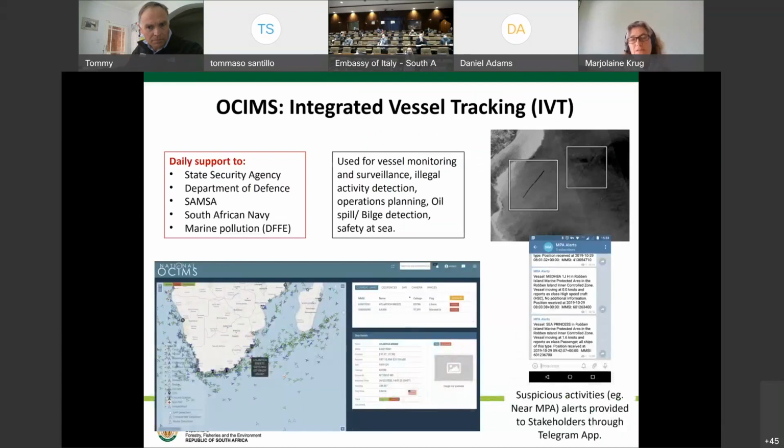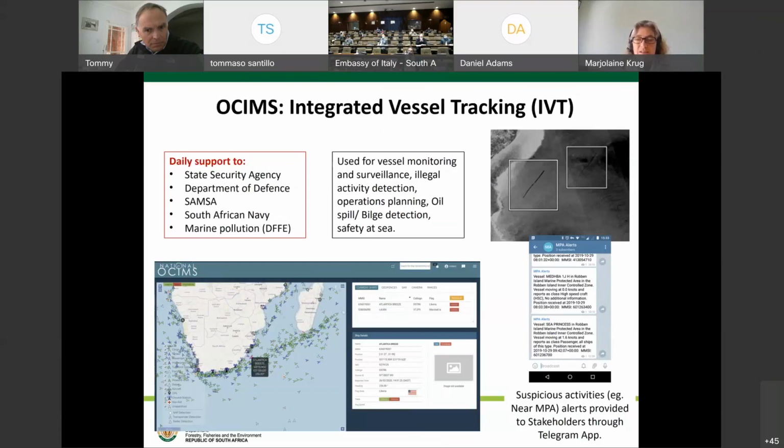So one of the tools that is deployed on the OSIMS is the Integrated Vessel Tracking Tool. And this tool supports the State Security Agency and the Department of Defense. It is used by the South African Maritime Safety Agency, the Navy, and also to help with marine pollution monitoring. So this tool uses AIS data that was provided to us by the South African Maritime Safety Agency. And it's one of their contributions to the project. So this is how stakeholders contribute to the project, sometimes by in-kind contributions.